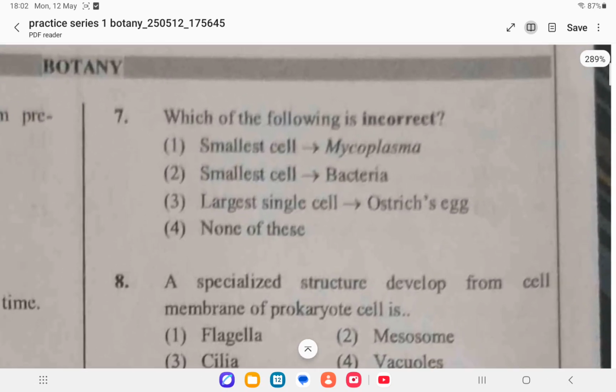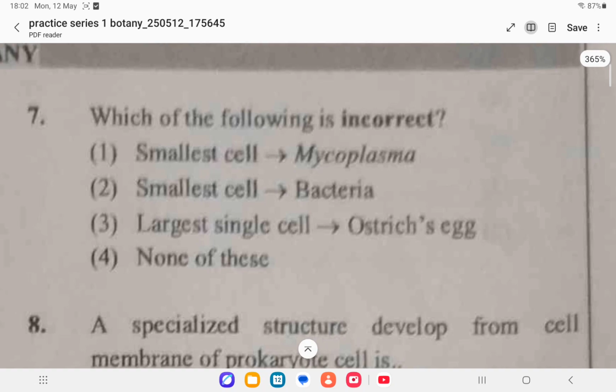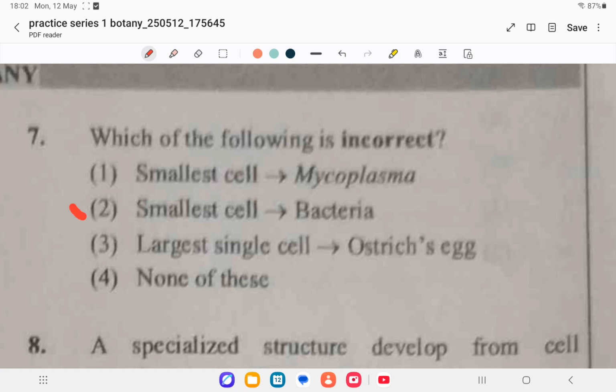Which of the following is incorrect? The answer is option 2. Smallest cell is mycoplasma. It's not bacteria. It might be a little blurred, but I think it's readable.